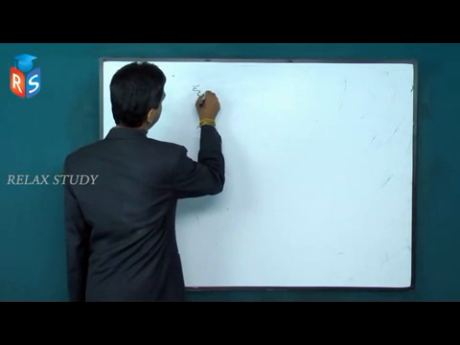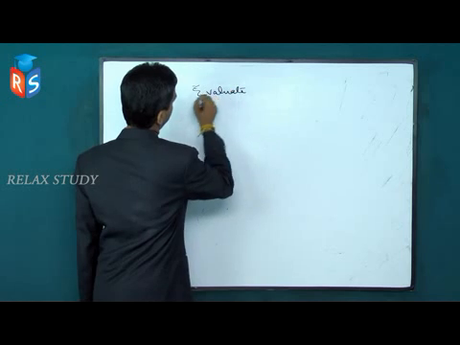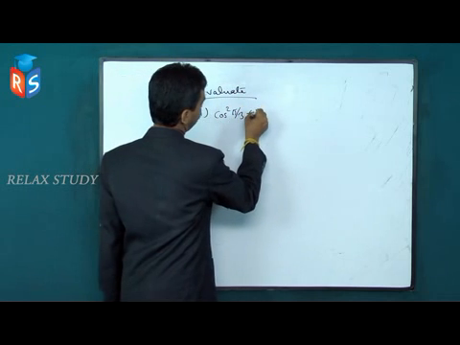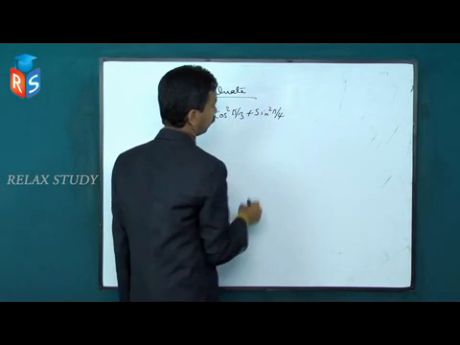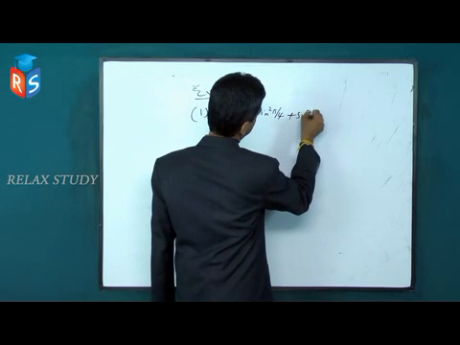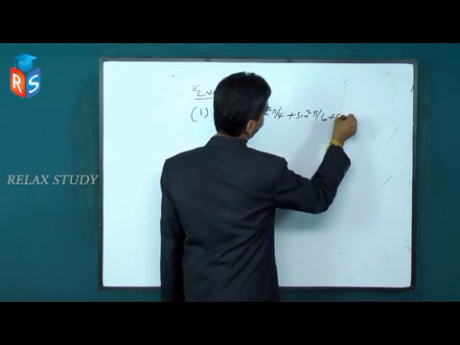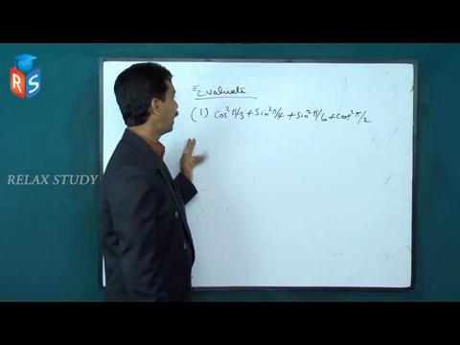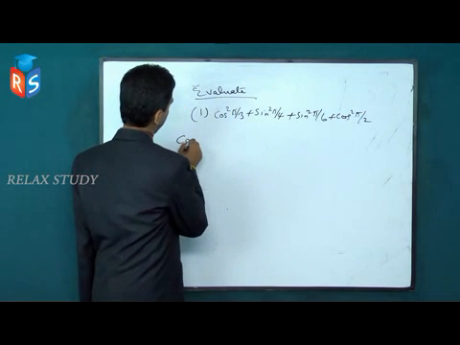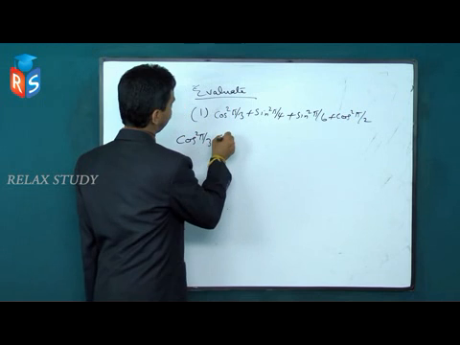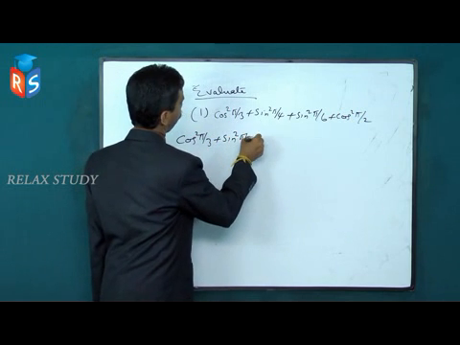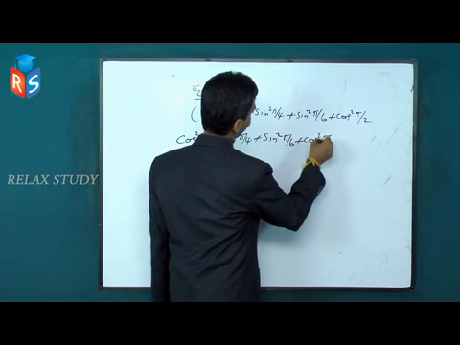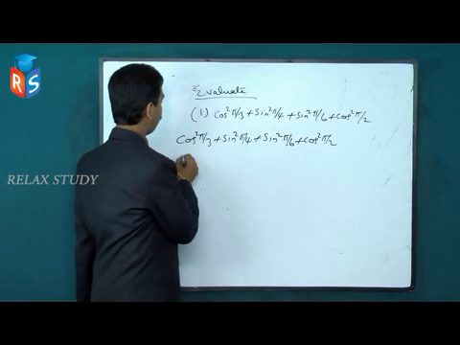Next one, evaluate cos square pi by 3 plus sin square pi by 4 plus sin square pi by 6 plus cos square pi by 2. We have studied the trigonometric ratios of various angles. So cos square pi by 3 plus sin square pi by 4 plus sin square pi by 6 plus cos square pi by 2. We have to substitute the values.